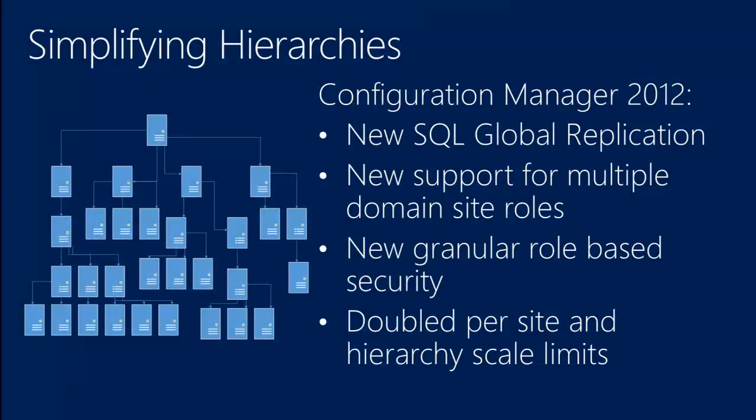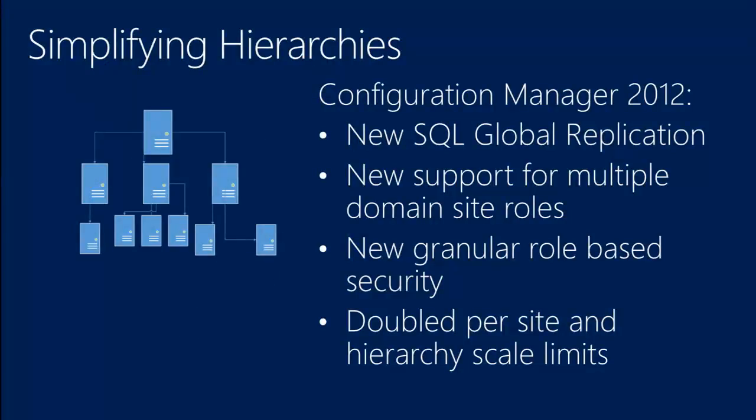So what we did is we took this mishmash, this deep level of primary sites where, and I don't know about you, but the deepest one I ever worked on was an 8-deep hierarchy, 8 primary sites all chained together. And using new SQL replication, using support for multiple domain site roles, adding in our initial implementation of role-based access, and doubling our per-site hierarchy support limits for scale, we've been able to take the extremely deep hierarchy and turn it into something that at most is 3 layers deep. It's a 3-layer dip as opposed to a 7-layer dip, which in this case makes it much more hardy.